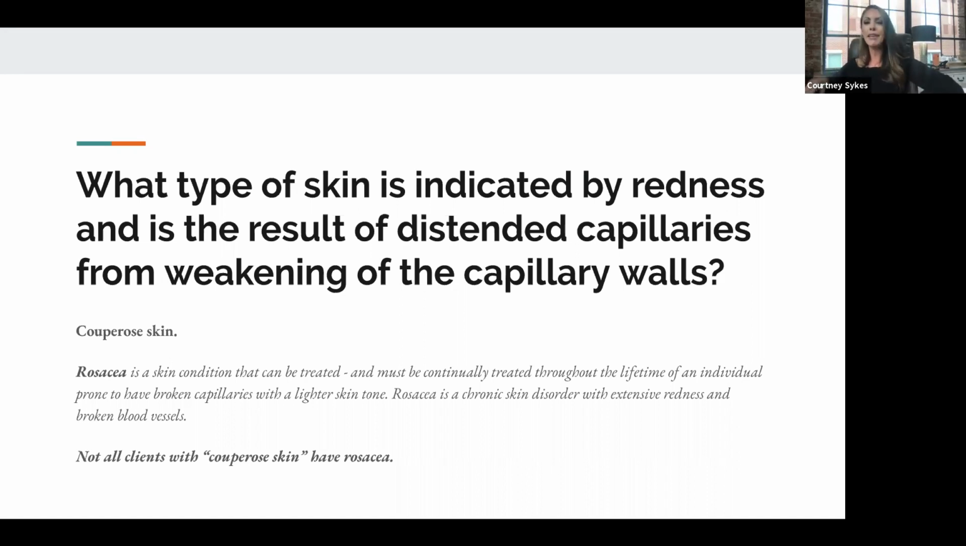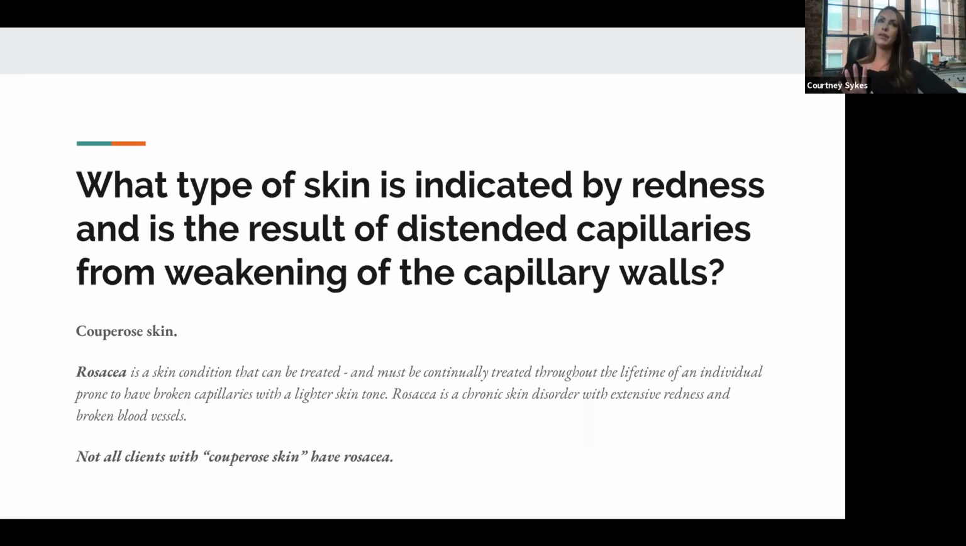Now if it is a very light issue of broken capillaries here, we can treat that with lasers and that sort of thing. And it just zaps them away. It's really cool. But if people continue on with the issues that they are not going to get away from, that are self-induced, rosacea can occur for a lifetime. So that is another big one that you want to consult with them about and do a proper skin analysis on. Okay, not all clients with cuperose skin have rosacea.